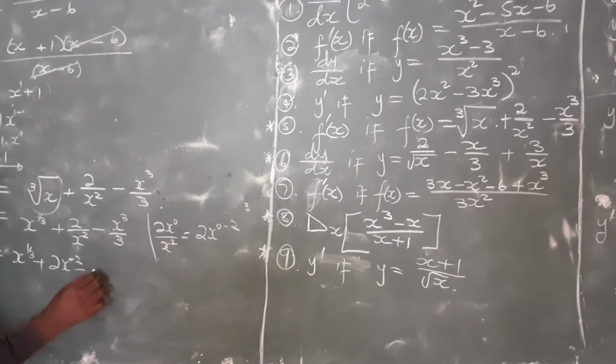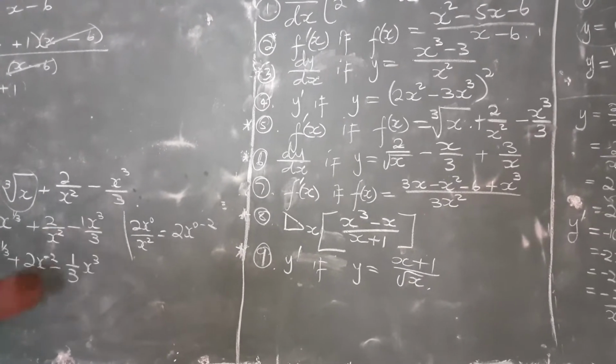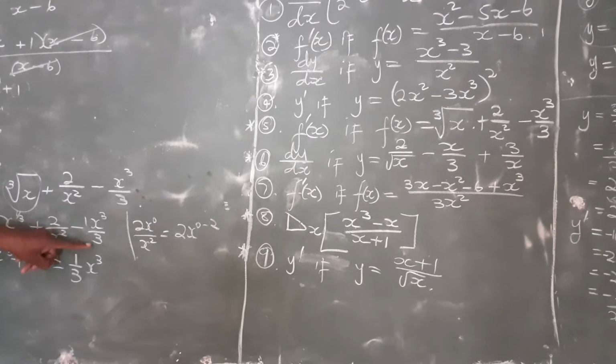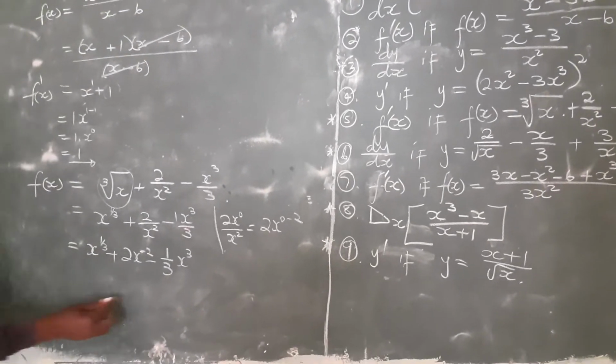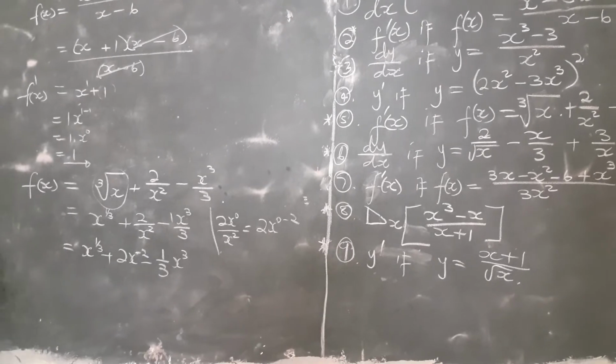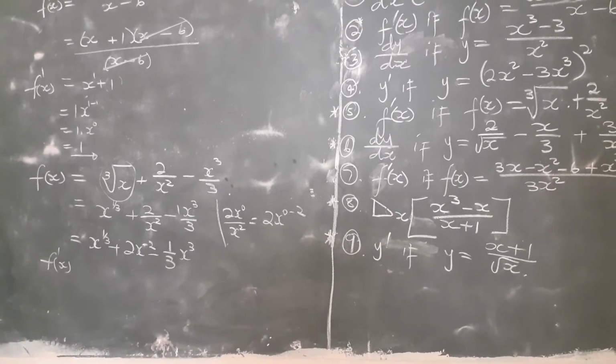Then negative 1 over 3 x cubed. Remember, there is a 1 there. Normally I can see that people can't see that, but now we can see that. Now this is in a straight line. We can now see f dash x, which we now differentiate.